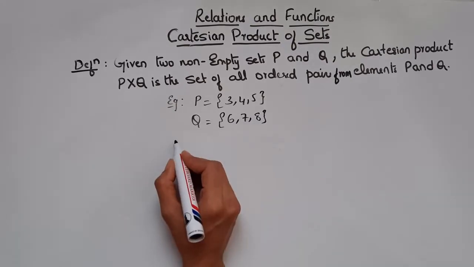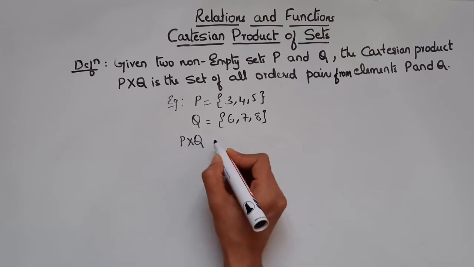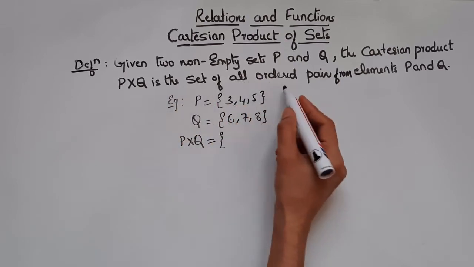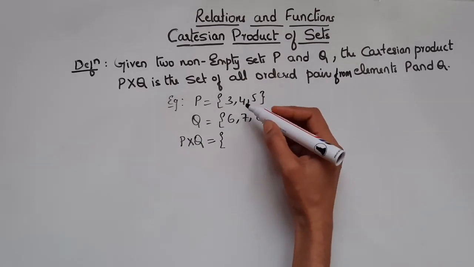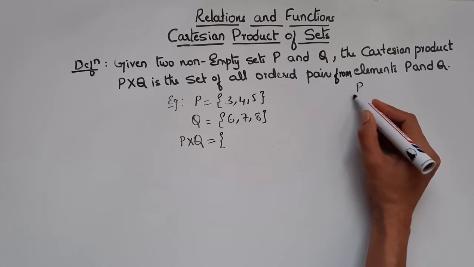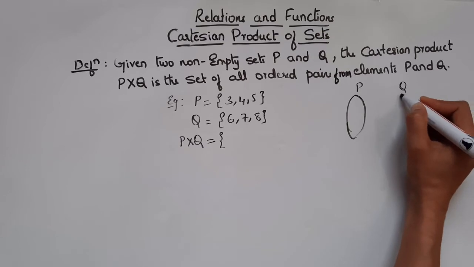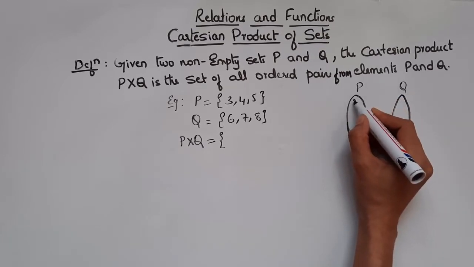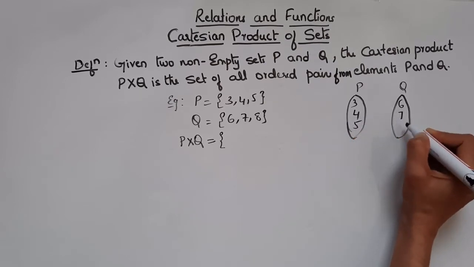Now what is the Cartesian product? That is P cross Q. Cartesian product is nothing but P cross Q, which is a set. So it is a set of all ordered pairs from elements P and Q. So how many pairs are possible from the elements P and Q? That we will see here. So this is set P, and let's take set Q. The elements of P are 3, 4, 5, and the elements of Q are 6, 7, 8.